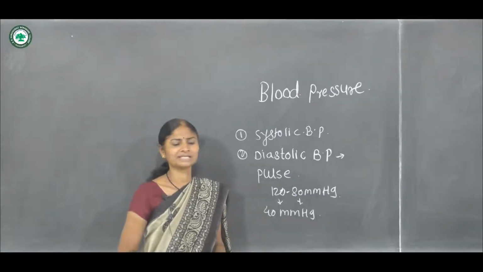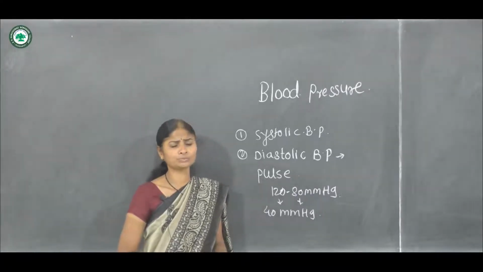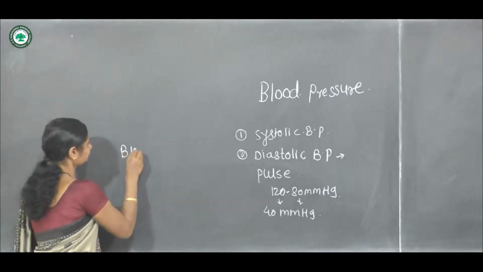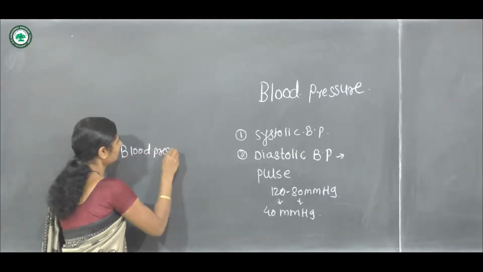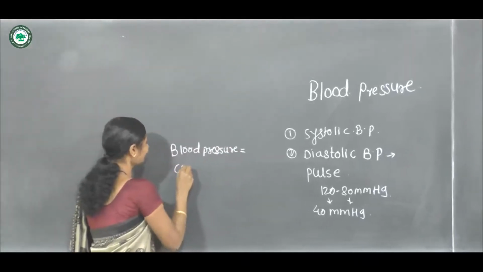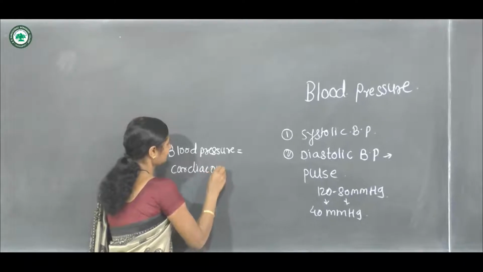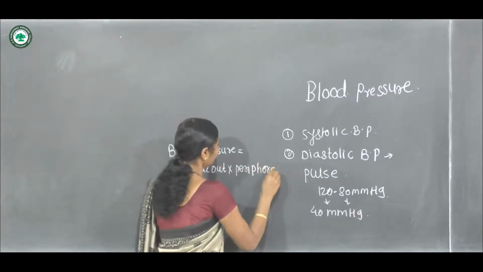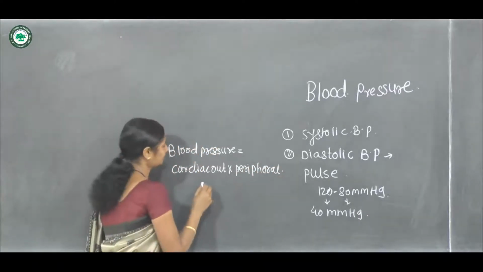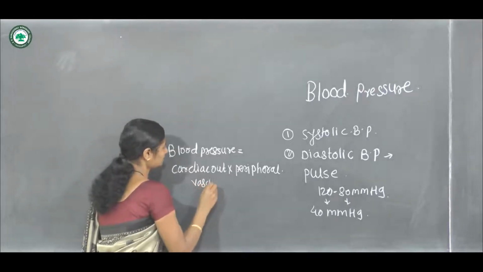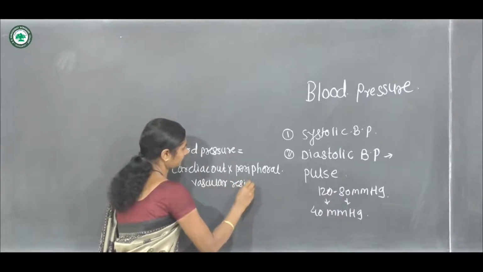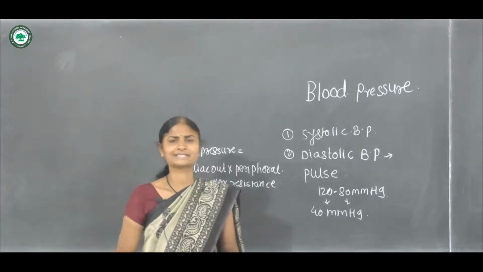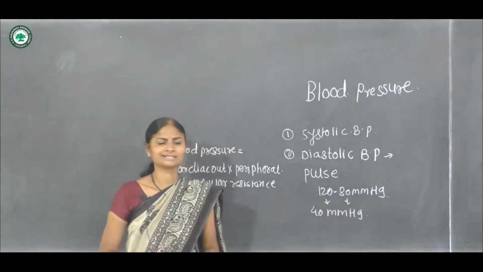Blood pressure basically depends upon cardiac output and the peripheral vascular resistance. Blood pressure is equal to cardiac output into peripheral vascular resistance. Here cardiac output is stroke volume into heart rate.